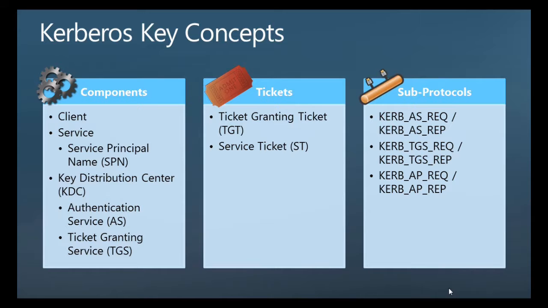Now, how does this all flow? Well, through a number of sub-protocols. The first protocol to look at would be the authentication service requests and replies. This is how we exchange ticket granting tickets. Then we have the ticket granting service request and reply. This is how we exchange service tickets back and forth. And then finally, the application request and reply. This is how we actually pass a service ticket to the service in question.